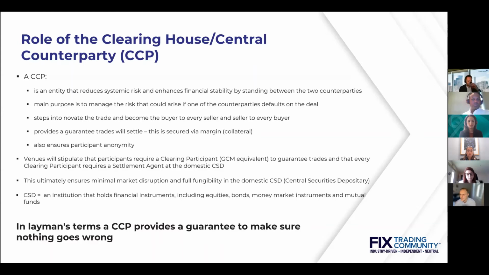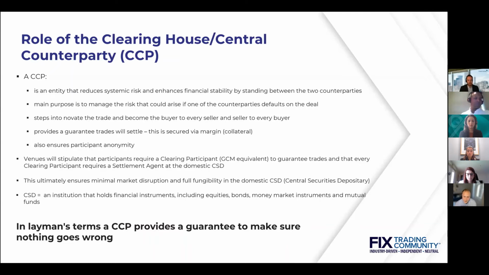It's a vital cog in the wheel, and a really key step in the process of trading. So I'm going to look at the role of clearing, the services they offer, and ultimately the importance of FIX in this key step. So a CCP is an entity that reduces risk and enhances financial stability between two counterparties, your buyer and your seller. So the main purpose is to manage the risk that could arise if one of those buyer or seller counterparties defaults on said trade or deal.